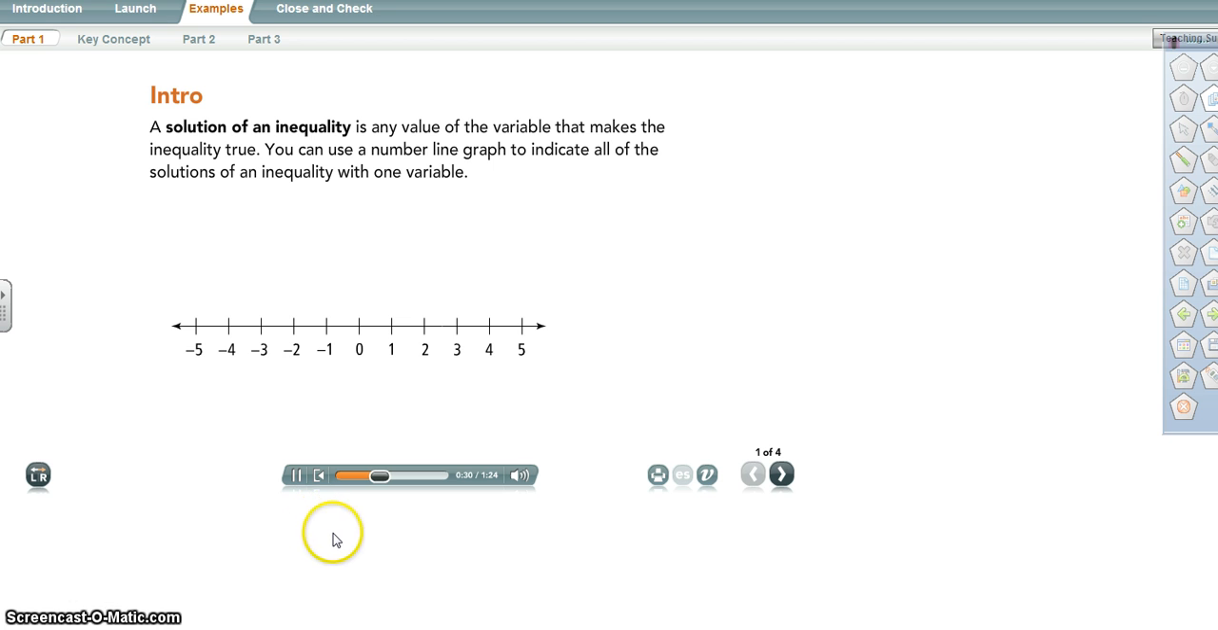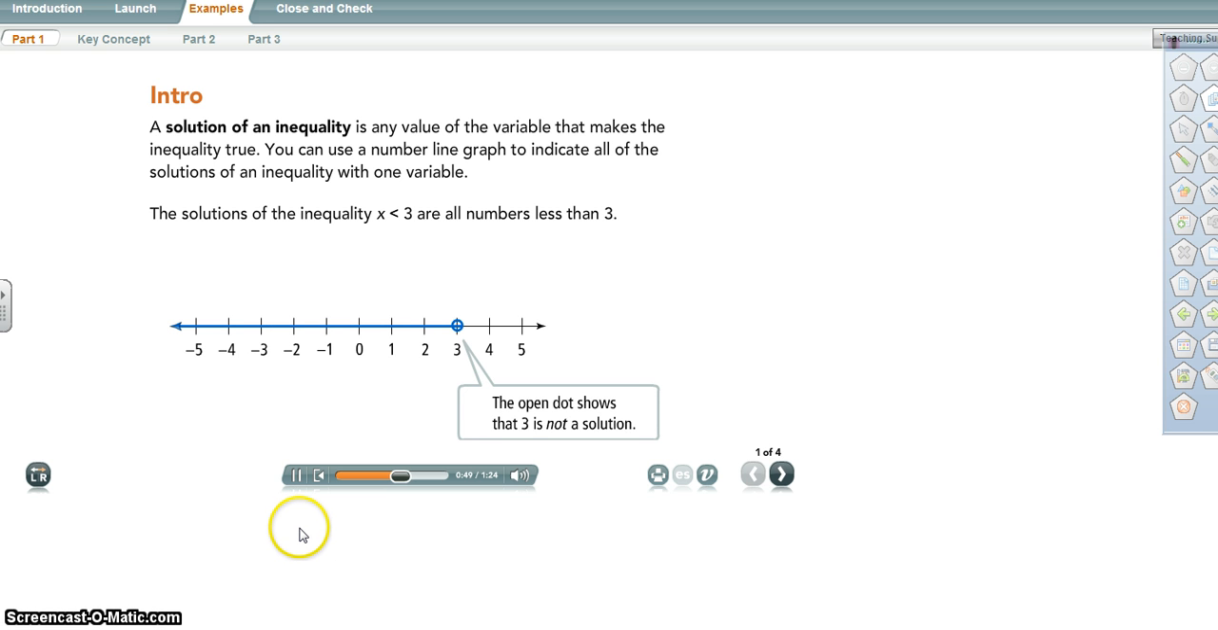A solution of an inequality is any value of the variable that makes the inequality true. You can use a number line graph to indicate all of the solutions of an inequality with one variable. The solutions of the inequality x < 3 are all numbers less than 3. The open dot shows that 3 is not a solution.